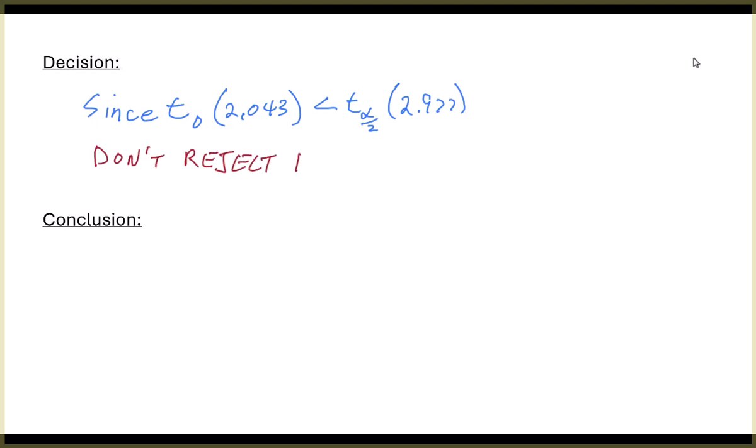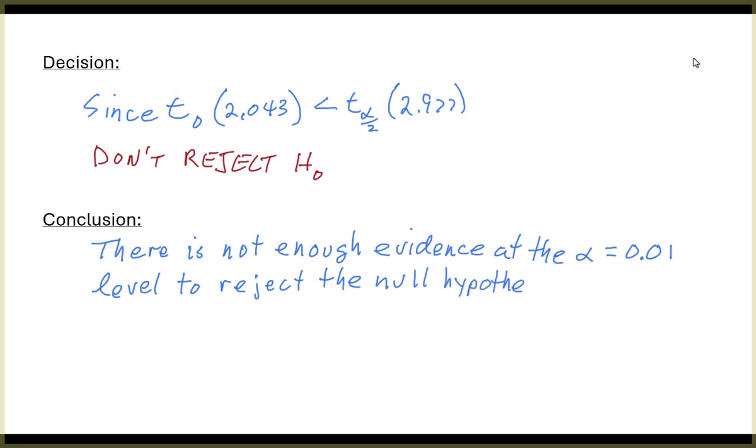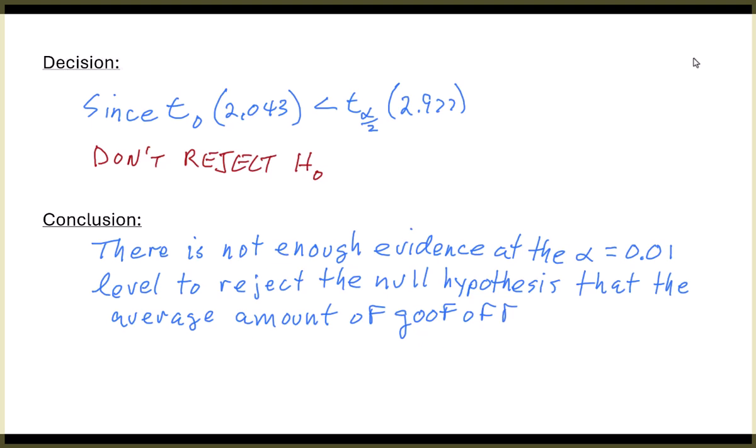Okay, decision time. We've already made it, basically. We know that our test statistic didn't make it out as far as our critical value. We can't reject the null. So conclusion time. Again, mention what alpha is. Mention whether you're rejecting the null or not. And then if somebody's just reading this, let them know what the null was at least talking about.